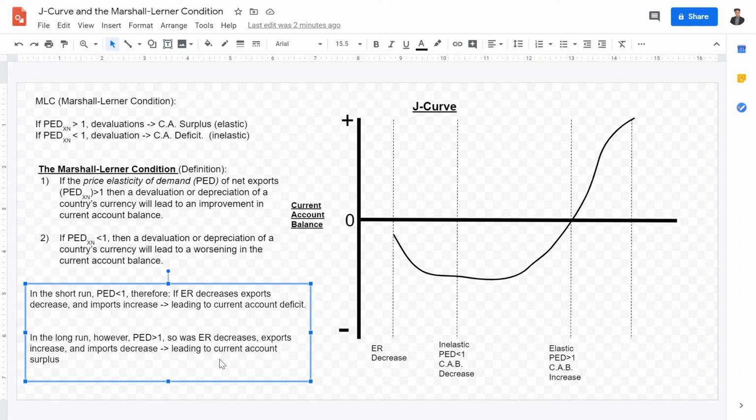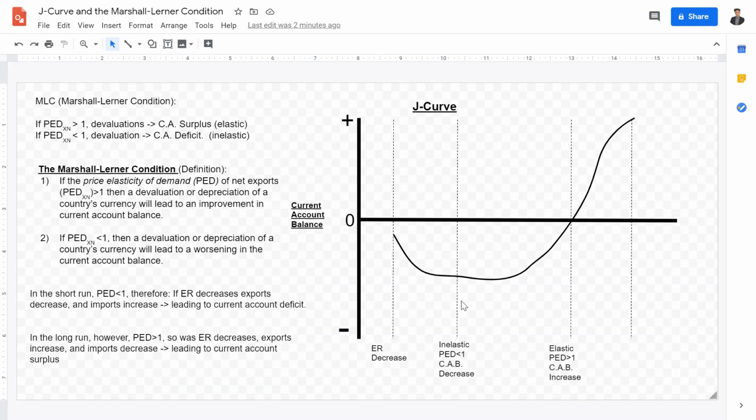Exports will increase because American-produced goods are now a lot more appealing in the foreign product market, seeing as how the exchange rate is lowered. Imports decrease because foreigners also see American-produced goods as more appealing, leading to the current account surplus. And it slopes upward from negative to breaking even, which is when elasticity is equal to 1, and even greater upwards. So it's quite obvious why this is called a J-curve.